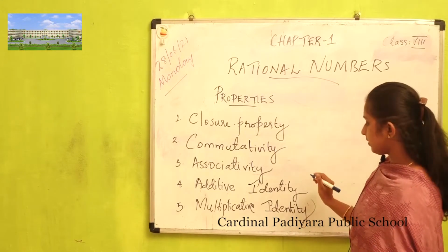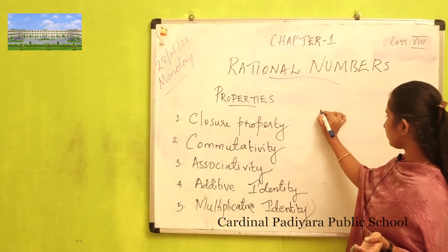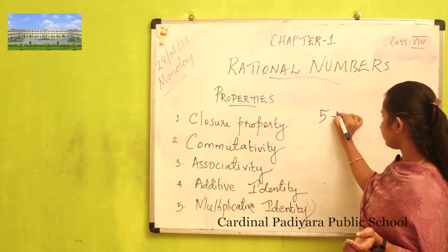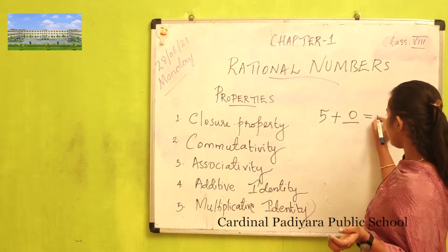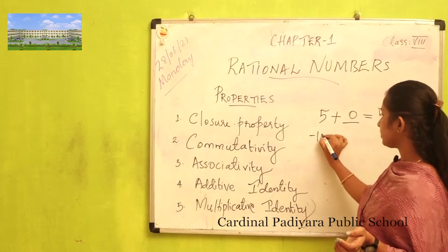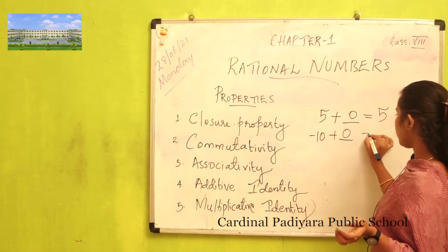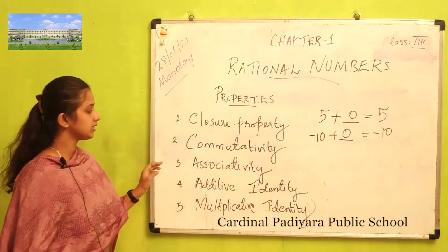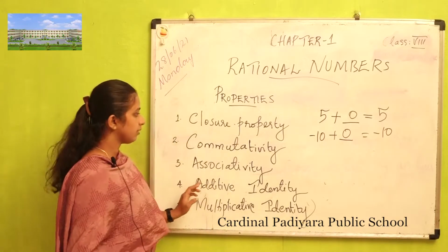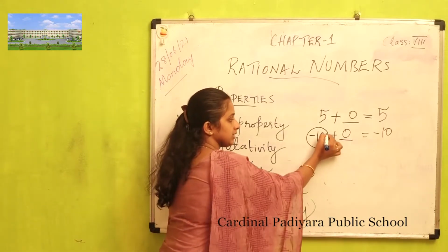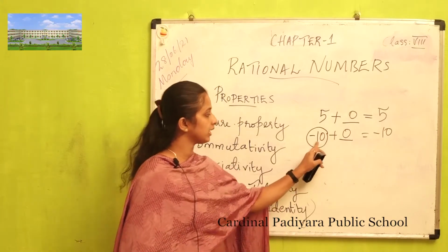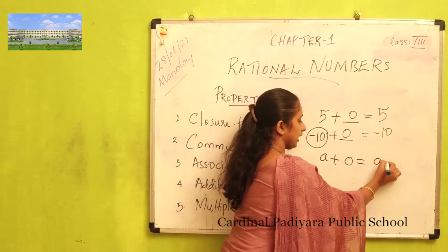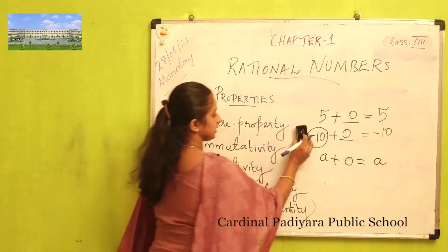What does additive identity mean? Any number, that is 5, when we are adding 0 to that number, we are getting that number itself. That is, if it is minus 10, when we are adding 0, we are getting negative 10. That means additive identity means any number, let it be minus 10, when we are adding 0 to that number, we are getting the same number. That is, a plus 0 is equal to a. So 0 is the additive identity.